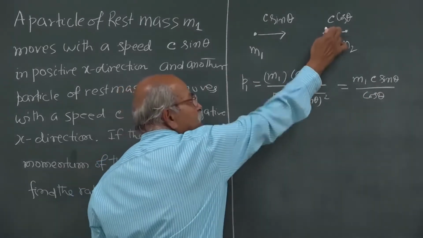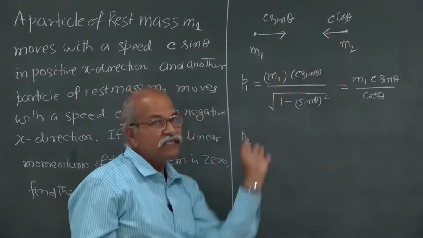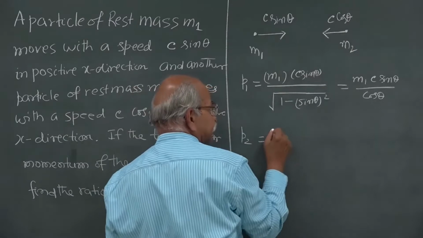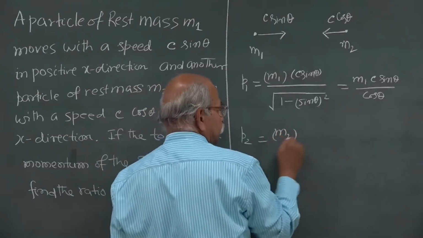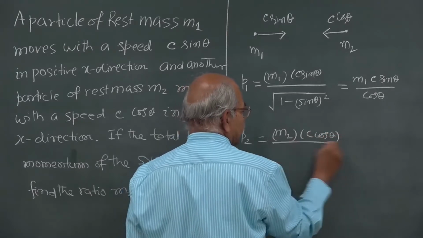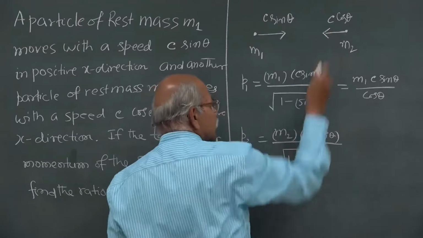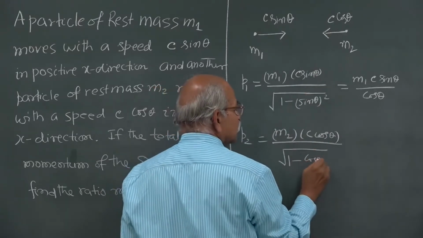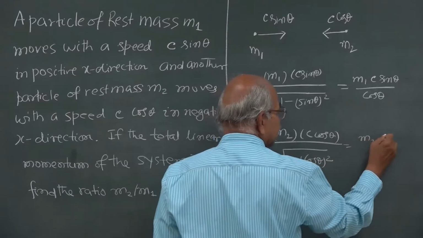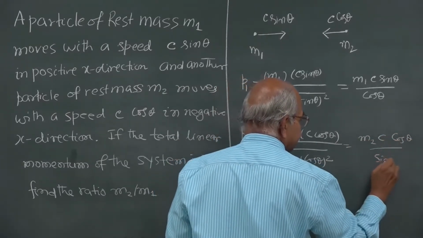And p2 similarly, if you write the magnitude of the linear momentum of the second particle, it is mass times velocity divided by that square root factor. So, m2 into c cos theta and divided by square root 1 minus v by c whole square, that is cos theta square. So, it is m2 and then c cos theta by sin theta.